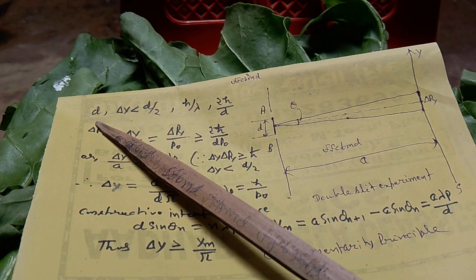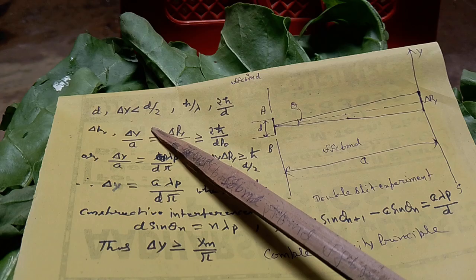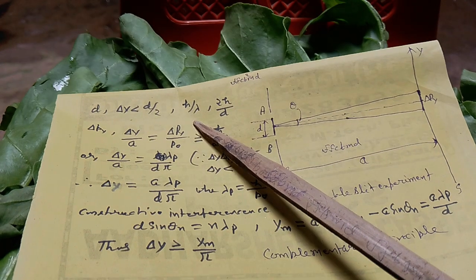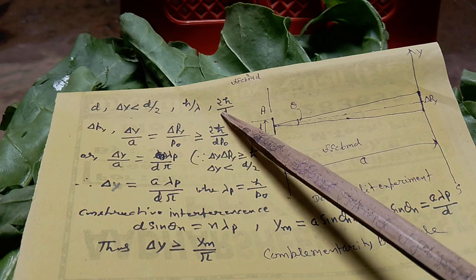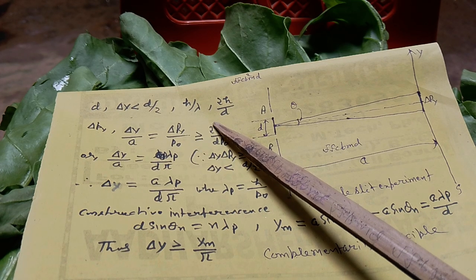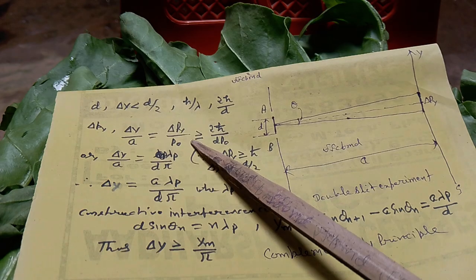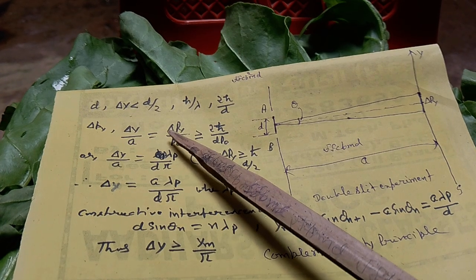Now delta y less than d by 2, therefore its momentum h by lambda must be larger than 2h by d. As per the de Broglie relation, the interaction of this photon with the particle will make its momentum uncertain by an amount delta p.